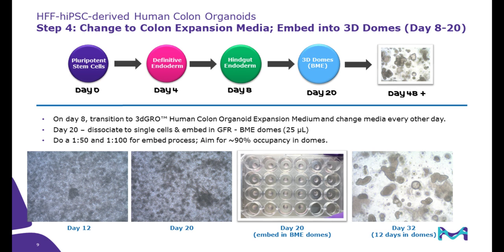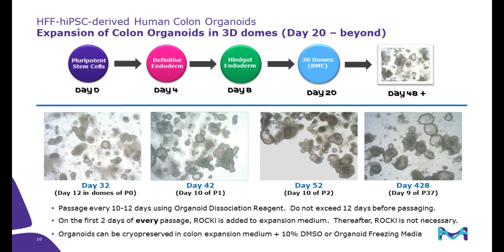The image on the lower left shows the appearance of hindgut spheroids on day 12 of differentiation. More hindgut spheroids are present on day 20. An example image is shown of single cells from day 20 embedded into a 25 microliter growth factor-reduced Matrigel dome in a 24-well plate. The appearance of colon organoids with buddings is observed on day 12 in the dome, as shown on the image to the right.